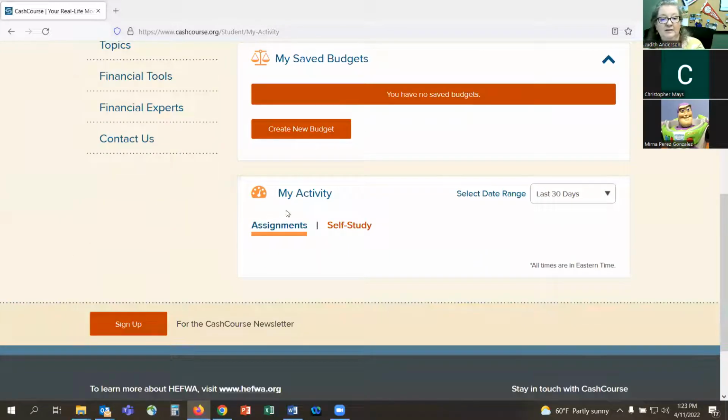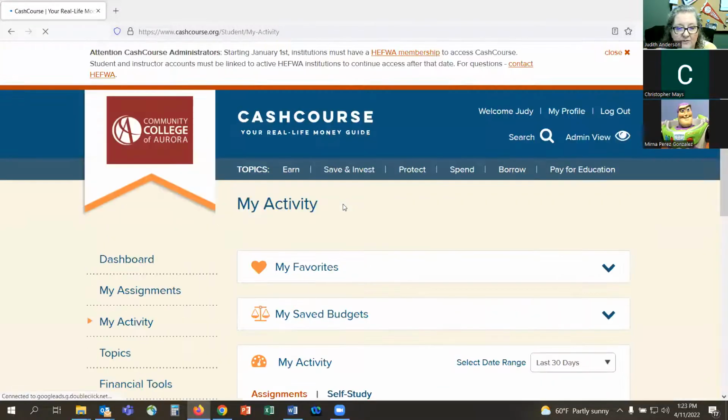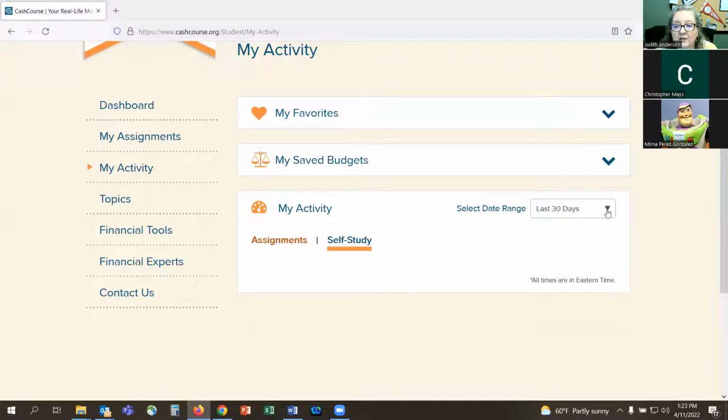And then it's going to list your assignments as well as your self-study. So if you're just going in there daily and doing something, if you click on self-study, it'll list everything here that you've seen. Then you could use the drop down and change to 30, 60, 90 days, or you could view all from the time that you started to see what you've done.